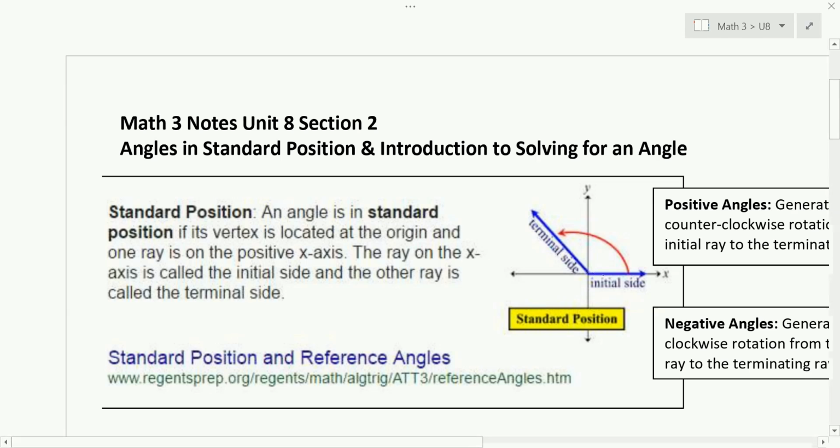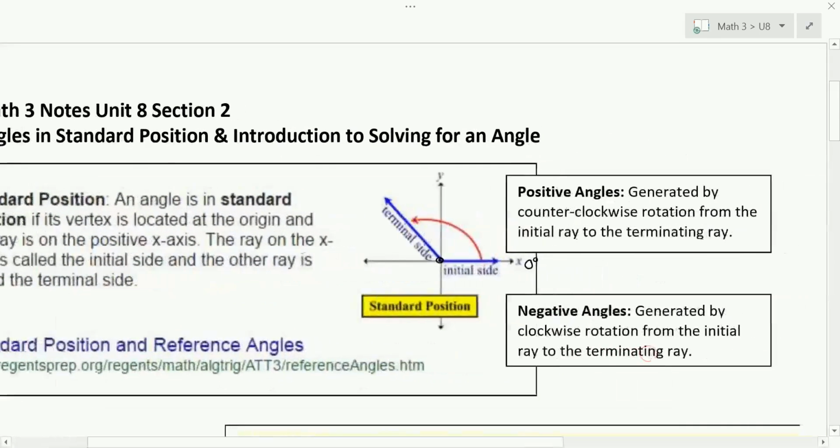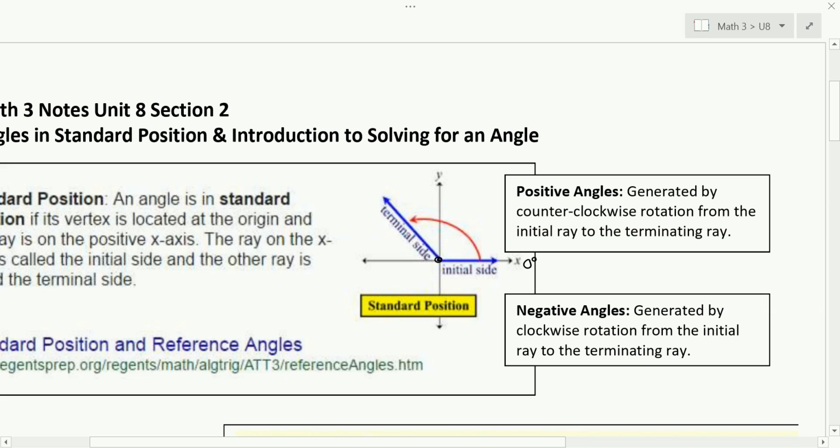And so we have this little picture here. You see its vertex is at 0, 0. Initial, meaning starting side, is always pointing to the positive x-axis, so that would be pointed at 0 degrees. And then we move in the positive direction, counterclockwise. And so wherever we stop, that's our terminal or ending side. Okay. And then there's a couple of side notes here. Positive angles are generated by counterclockwise rotation from the initial ray to the terminal ray, and negative angles go clockwise.